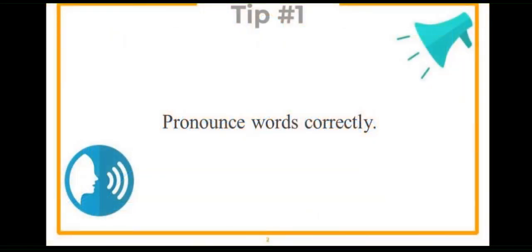Tip number 1. Pronounce words correctly. There are several aspects of English that you must be proficient in. One of them is pronunciation. It may be the most noticeable aspect of the language, so you must show consistency in correct pronunciation. Along with it is accent. It is best to be neutral in this area.